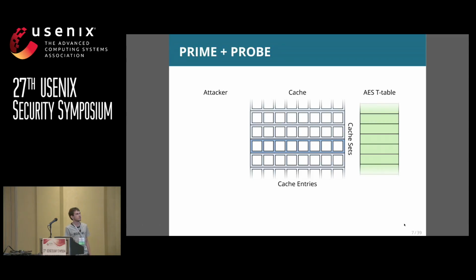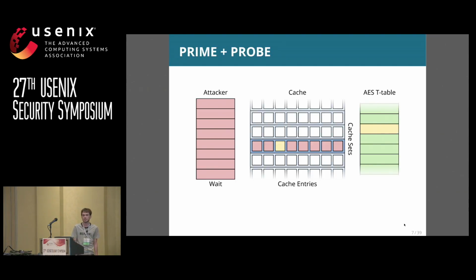In another case, let's say the attacker is going to use this cache set. It's going to do exactly the same thing. It's going to prime, it loads entries into the cache set, it waits, and then the AES encrypt kicks in and loads its entry into the same cache set.